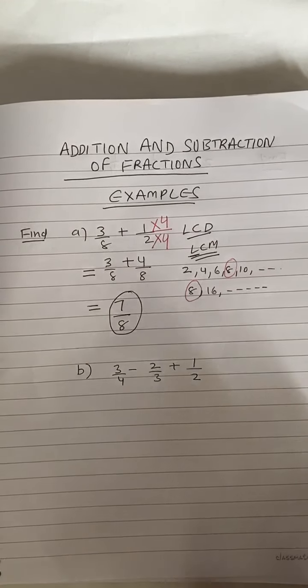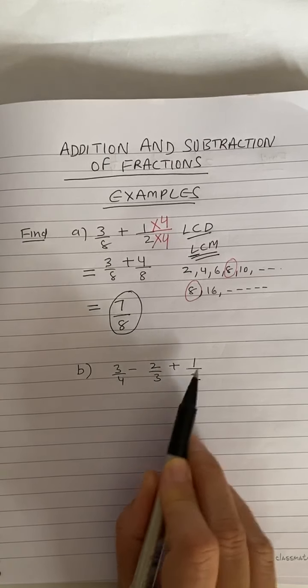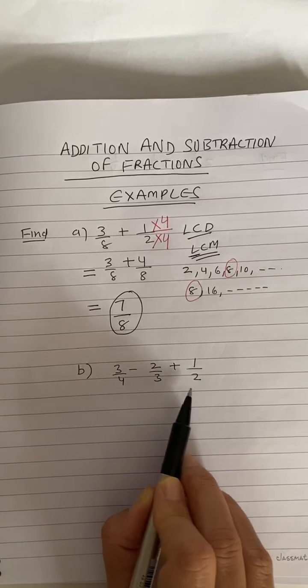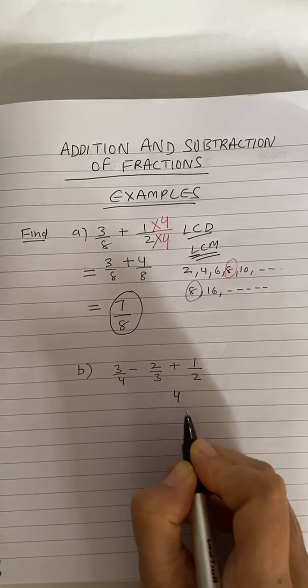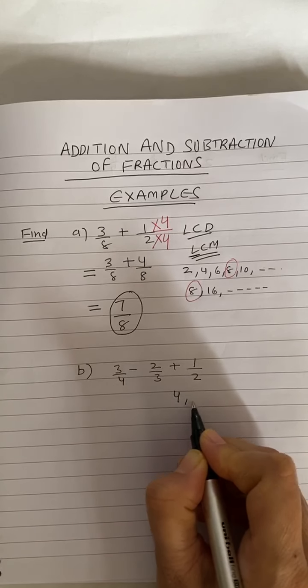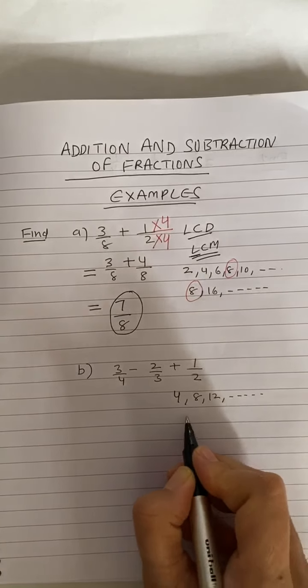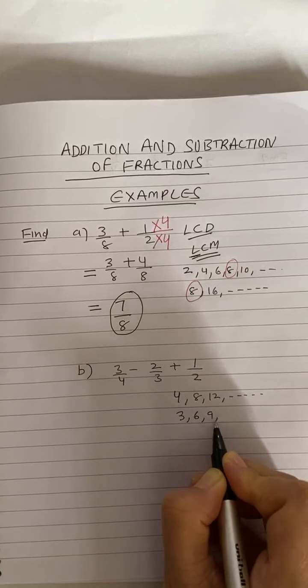Let's do the second example here. Now you have 3 divided by 4, 2 divided by 3, and 1 over 2. So you have 3 fractions and all of them have different denominators. I'm going to make a list again. For multiples of 4, I have 4 and then 8, 12. And let's see if we need to go further or not. Multiples of 3 are 3, 6, 9, and 12.